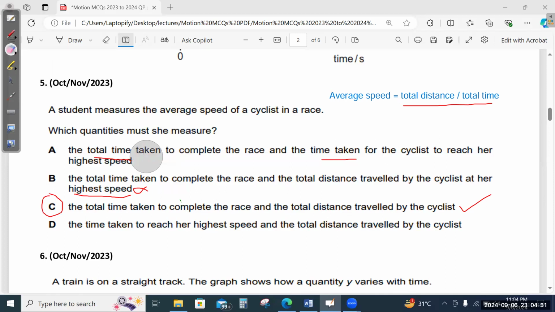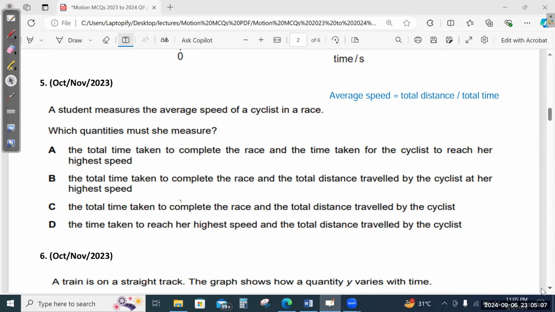Okay, average speed does not mean you have to find the time when the body is moving with lower speed or the body is moving with higher speed. No, it is not a suitable terminology.